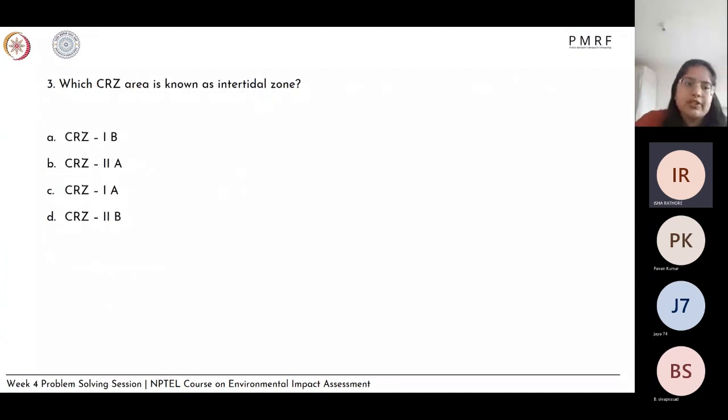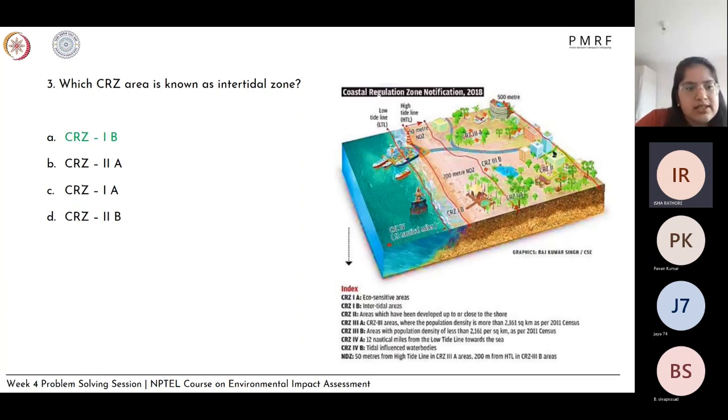Moving on to question 3, which CRZ area is known as the intertidal zone. So these CRZ areas are also important. Okay, so the correct answer is A, CRZ 1B.